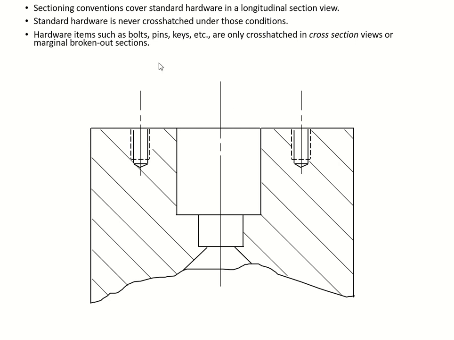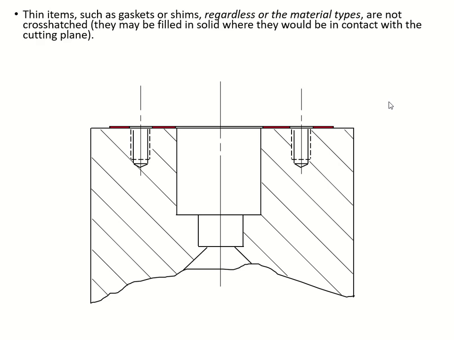So what are the standard hardwares? Your bolts, your pins, your keys. So here you're dealing with that. And we are going to cross hatch only when you're dealing with these items, your bolts, your pins, your keys, etc., in cross-section views, or when you're dealing with them in a breakout section. At that time you will cross hatch. Okay, so let's take a look at it.